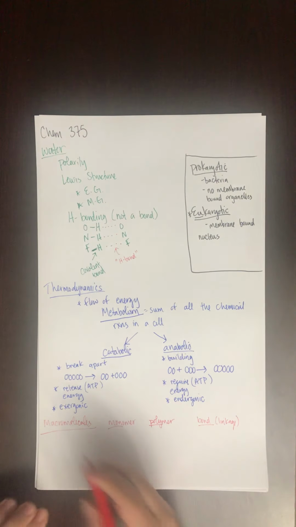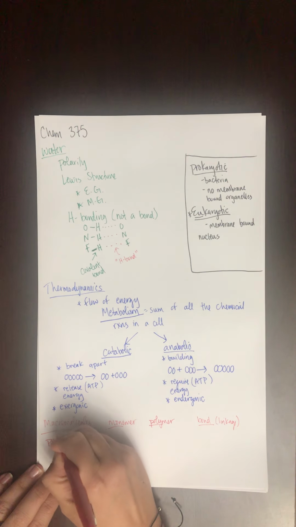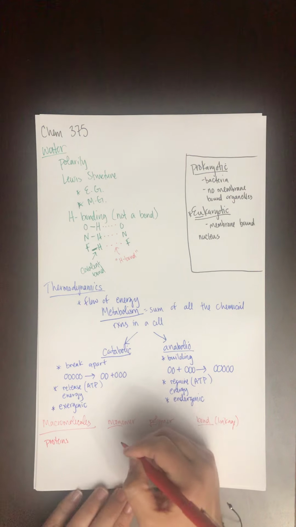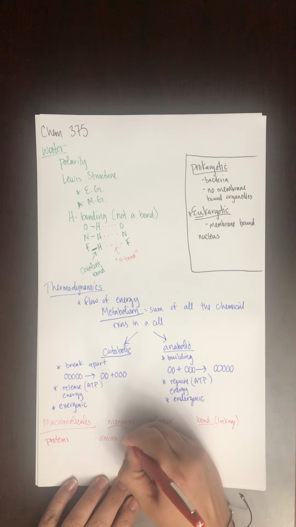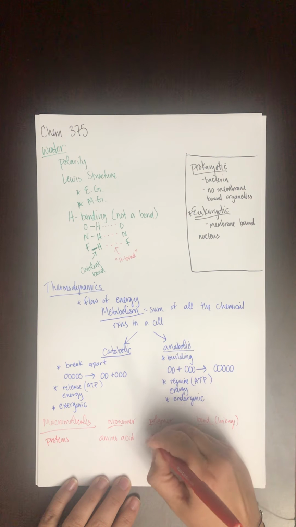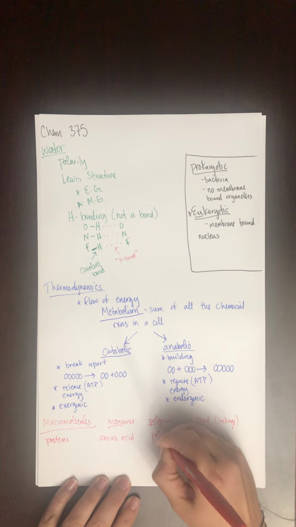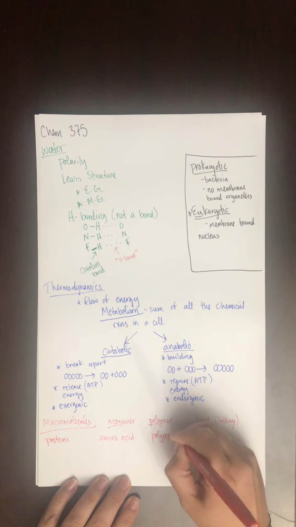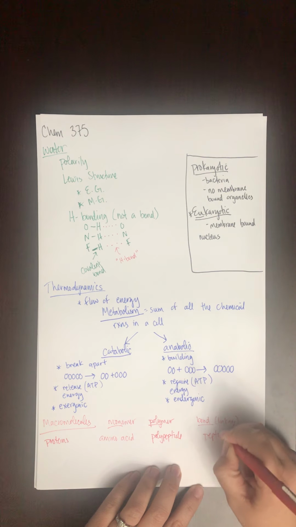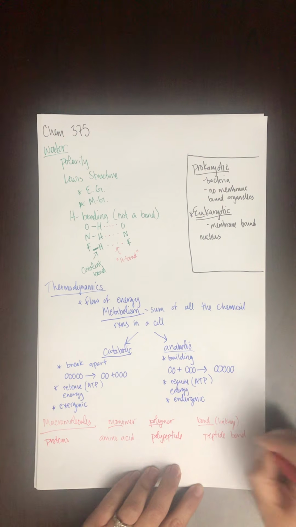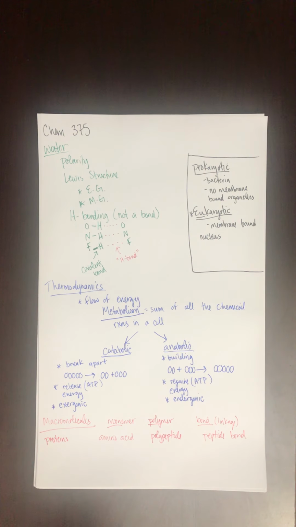So the first category that we're going to talk about, that we'll probably spend the most time on, is proteins. So proteins, the monomer form is called an amino acid. The polymer is called a polypeptide. And the type of bond is called a peptide bond. So we'll talk a lot, probably the most, about proteins and spend a lot of time on all of this.